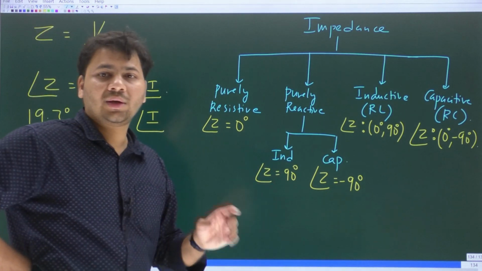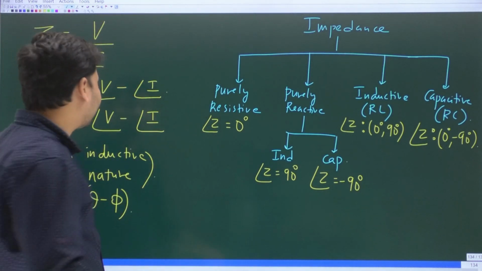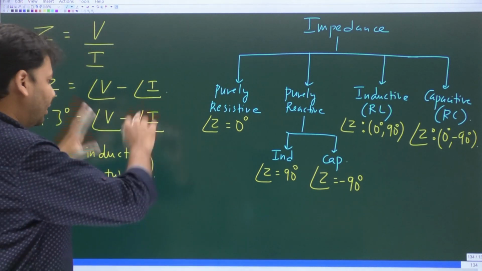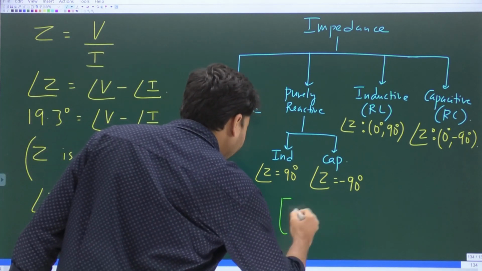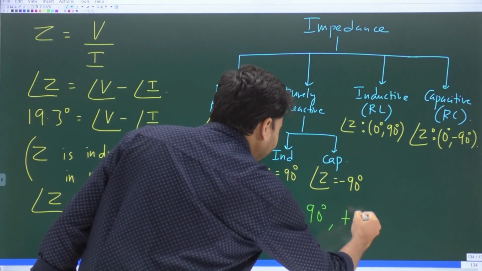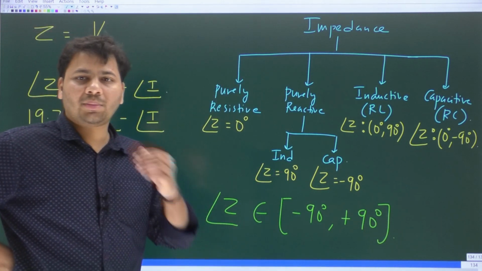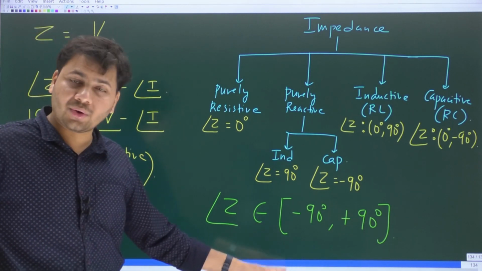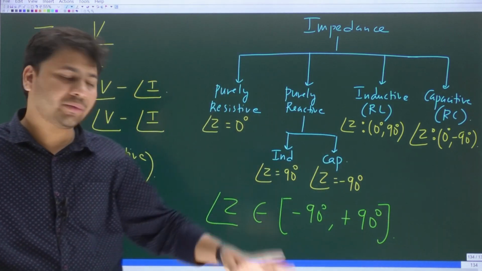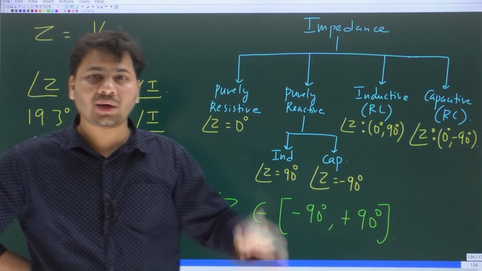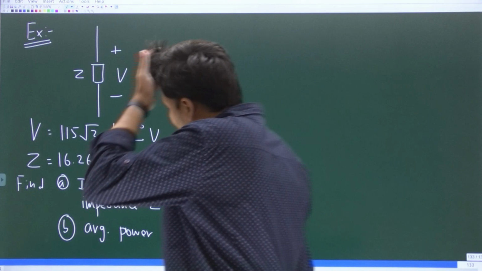Yes. So always the angle of impedance lies in the range minus 90 to plus 90. That is the bottom line of this entire discussion. Angle of Z always lies between minus 90 degrees and plus 90 degrees: minus 90 degrees when it is purely capacitive, plus 90 degrees when it is purely inductive, 0 degrees when it is purely resistive. You understood? Yes. Anyway, come back to this one.